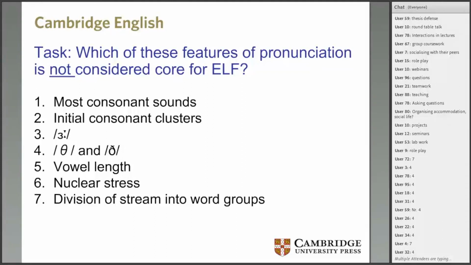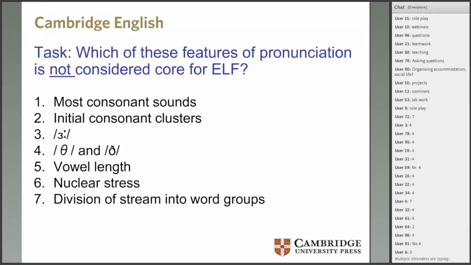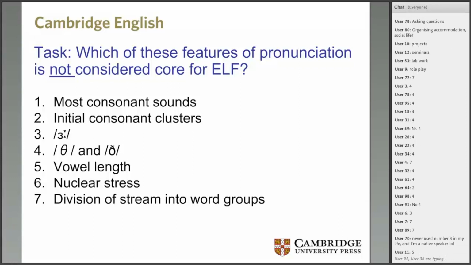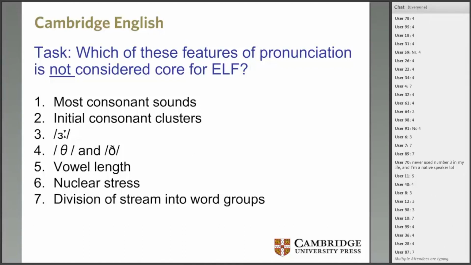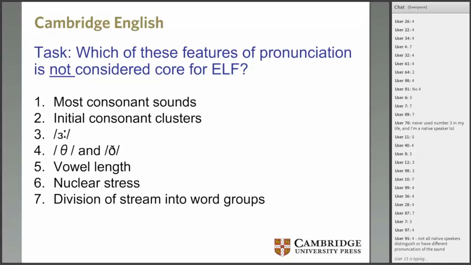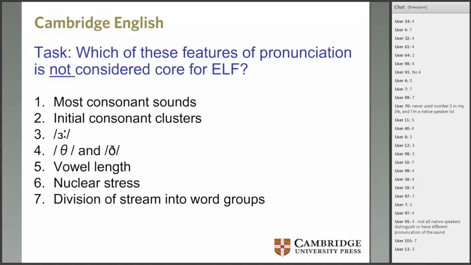So just to go through them, number 1 is consonant sounds, most consonant sounds. Number 2, initial consonant clusters, where there are 2 consonants together. Number 3, the sound, as in bird and her. Number 4, the 2 th sounds, so th and th, the unvoiced and voiced th. Vowel length, so the difference, say, between e, which is long, and I, which is short. Nuclear stress, so where the main stress is in a sound group. And the division of stream into words.